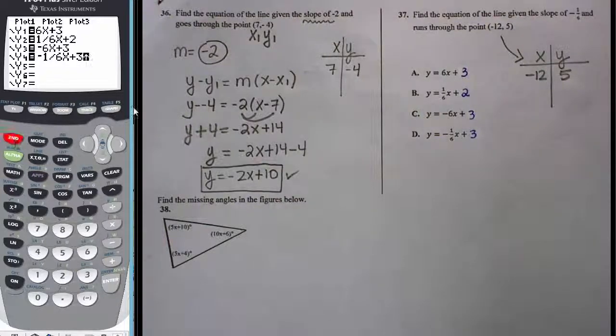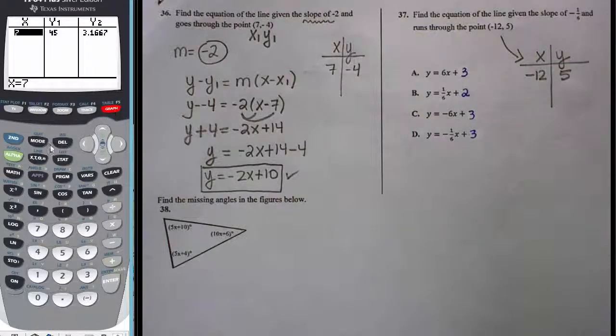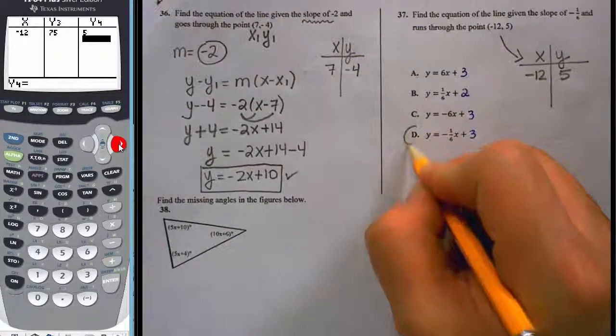go to the table, second table. Let's go ahead and delete that table, and let's enter the new value, which is -12. Enter. If you remember, the y1 represents the first multiple choice, y2 the second multiple choice, and if you notice, none of them give me 5. So let's try the third one. The third multiple choice gives me 75, and the last one is the one that I want, it gives me 5.